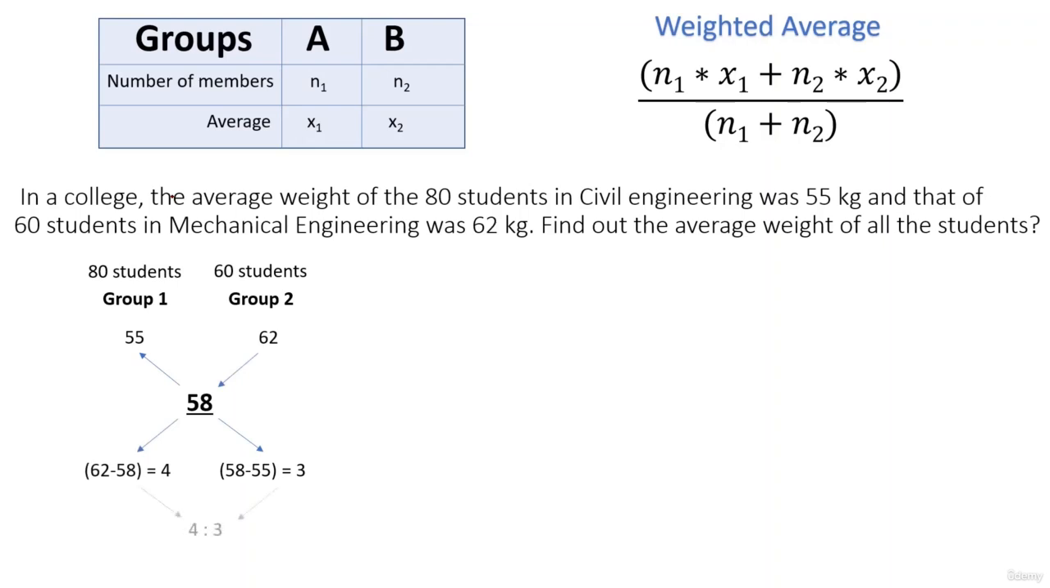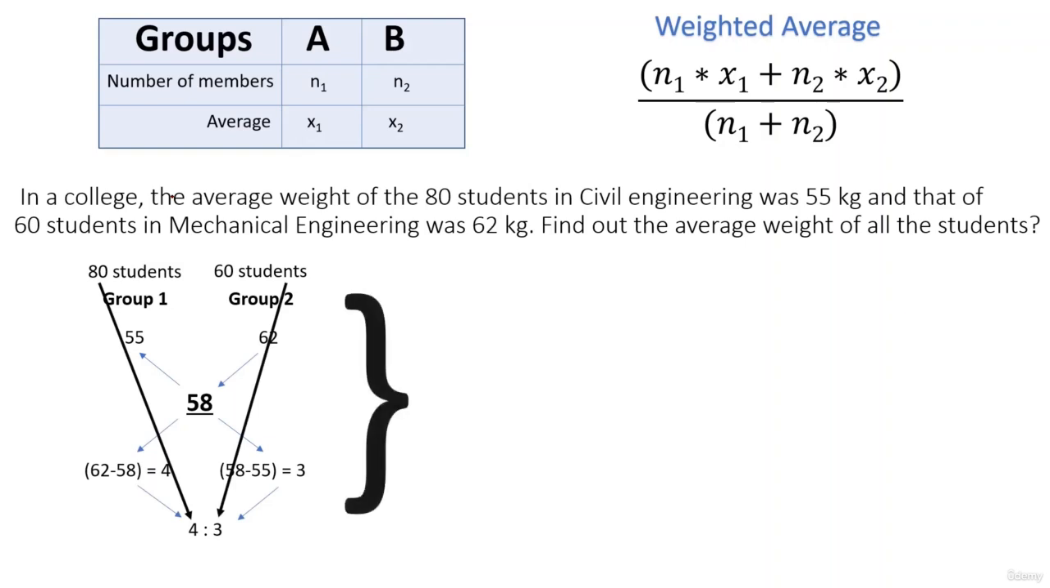Don't you think we have seen this ratio of 4:3 somewhere? Yes, this 4:3 is the ratio of the number of students we have, right? 80:60 is 4:3. So what we have seen right now is basically called the rule of alligation.